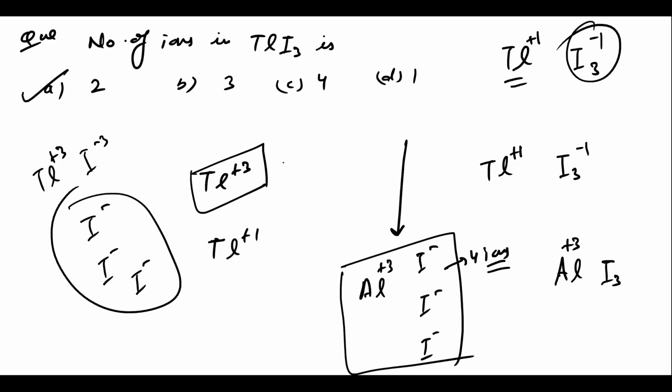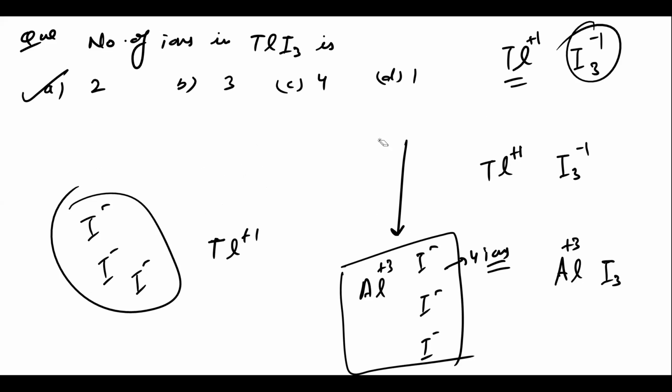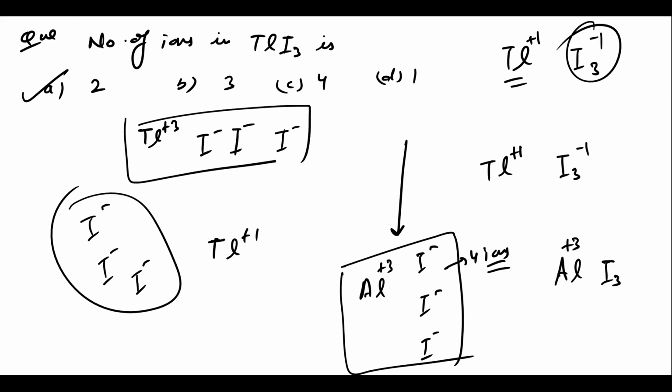Okay, so don't make it this way. Make it like this, which means it does not dissociate like this. It dissociates like this. Okay, tellurium +3, if you are taking, then it will be I minus, I minus, I minus. No, it is incorrect. Which one is correct? Tellurium +1 and I3 -1. This is correct.